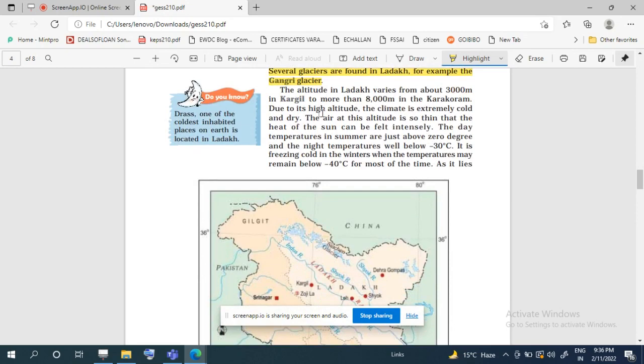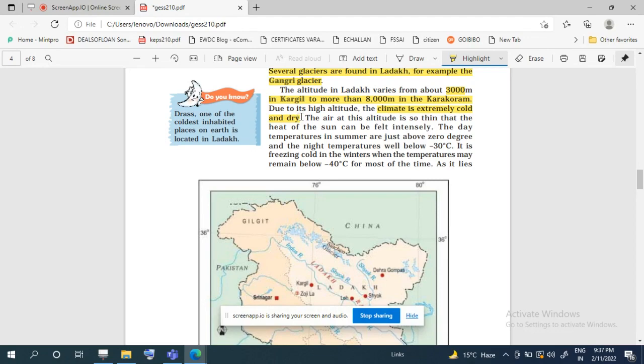So we see that the altitude in Ladakh varies from 3000 meter in Kargil to more than 8000 meter in the Karakoram. ठीक है. जो लद्दाख में एल्टीट्यूड है वो वैरी करता है. 3000 मीटर कारगिल में है, और अगर काराकोरम हम जाते हैं तो वो 8000 मीटर तक चला जाता है. और बिकॉज द एल्टीट्यूड इज़ वेरी हाई, वी फाइंड द क्लाइमेट इज़ एक्सट्रीमली cold and dry. Right now we have seen that the climate of Sahara is hot and dry, but the climate of Ladakh is cold and dry. And we see that the air is very thin.